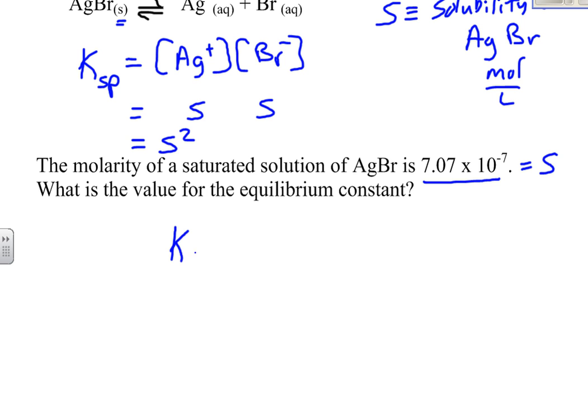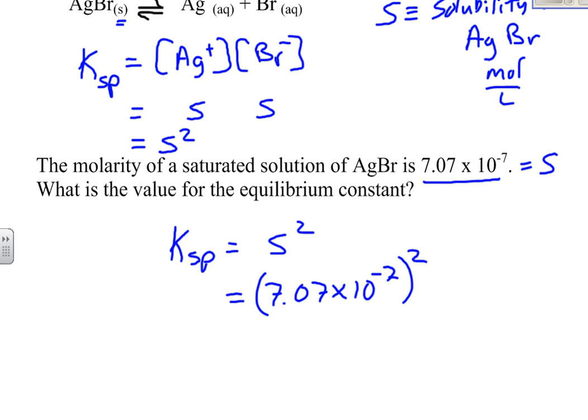And so we'd have the KSP is equal to S squared. So it would be 7.07 times 10 to the minus 7th, quantity squared, which would give us then a KSP value of 5.0 times 10 to the minus 13th for our KSP value. So again, it's really just a simple matter of, if we know the molarity of the saturated solution, and again, solubility means, what is the maximum that we can get dissolved. So the solubility of the silver bromide is 7.07 times 10 to the minus 7th. We just plug that into our expression as the concentrations of the silver ion and the bromide ion, and we can get the KSP value.